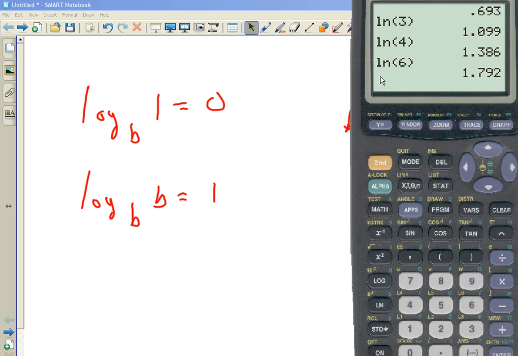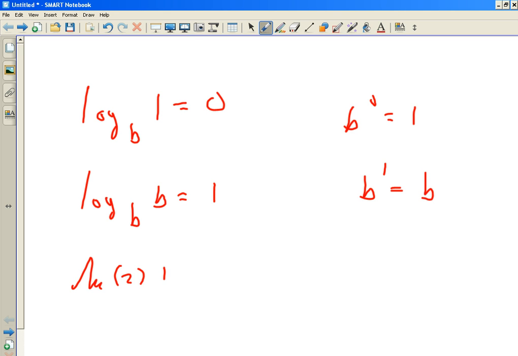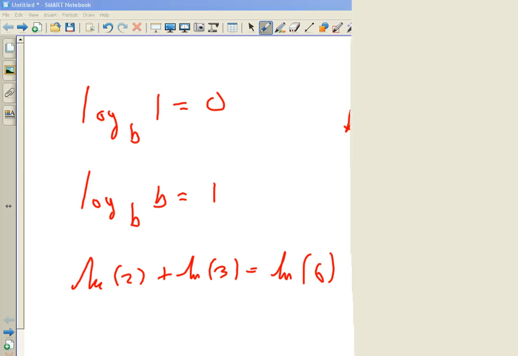So, let's write that down. That's interesting. It doesn't matter what base you're in, but I'm in base E, so I'm going to say so. ln of 2 plus ln of 3 is ln of 6. That's interesting.